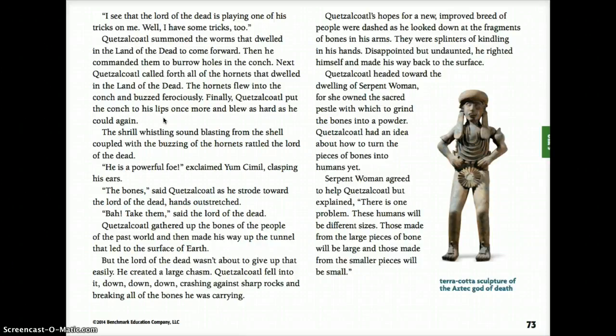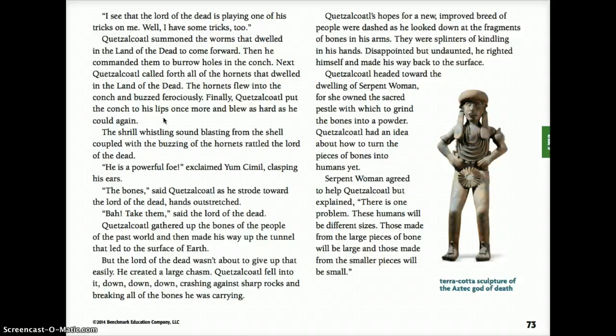"The bones!" said Quetzalcoatl as he strode toward the Lord of the Dead, hands outstretched. "Pah! Take them!" said the Lord of the Dead. Quetzalcoatl gathered up the bones of the people of the past world and then made his way up the tunnel that led to the surface of the earth. But the Lord of the Dead wasn't about to give up that easily. He created a large chasm. Quetzalcoatl fell into it, down, down, down, crashing against sharp rocks and breaking all of the bones he was carrying.